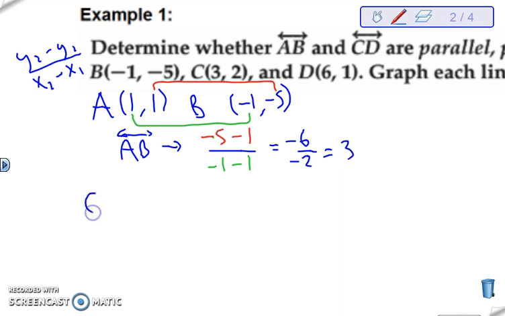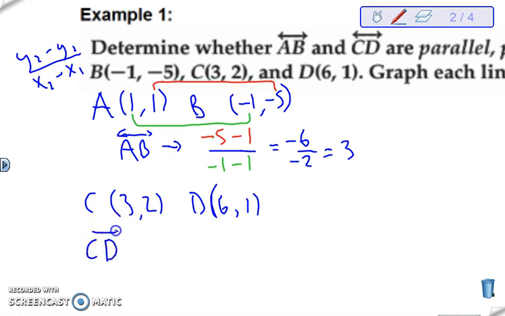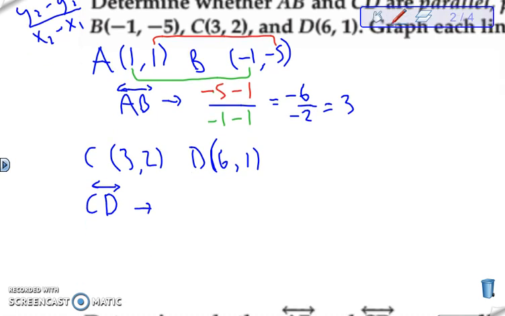Alright, so then we know point C is (3, 2), and point D is (6, 1). Again, they want us to connect points C and D to make a line. So my slope is going to have to go from point C to point D.